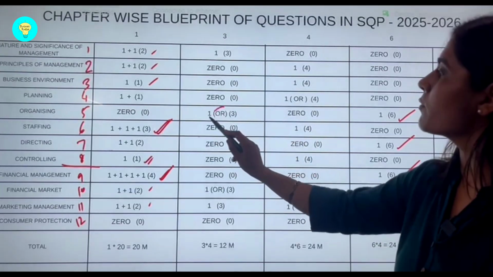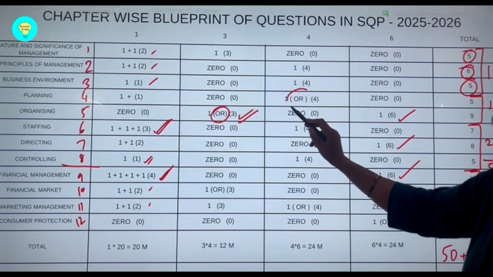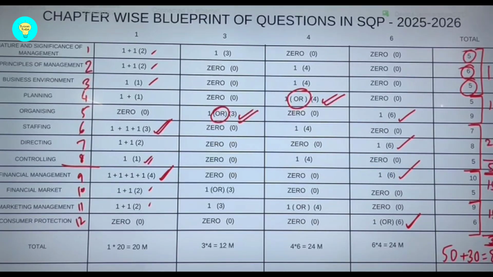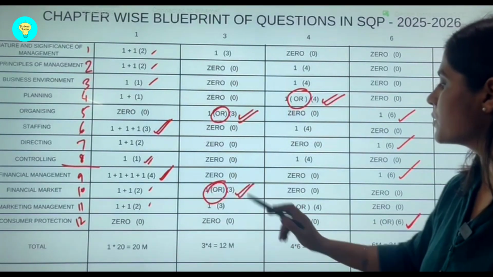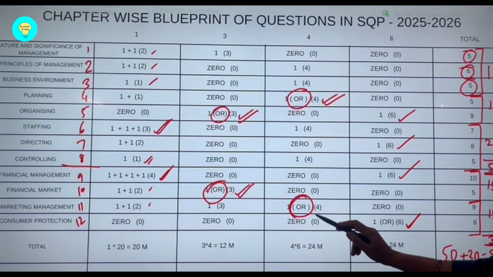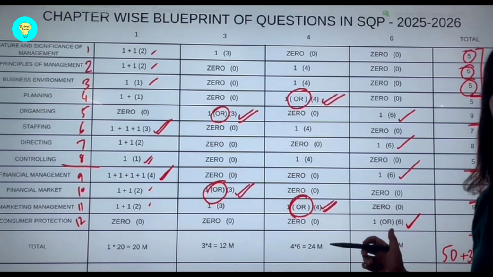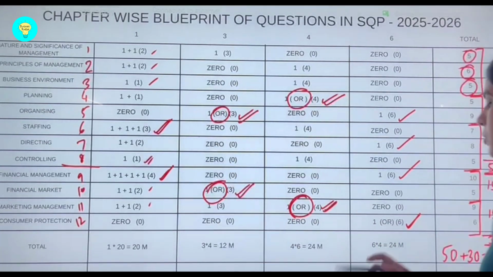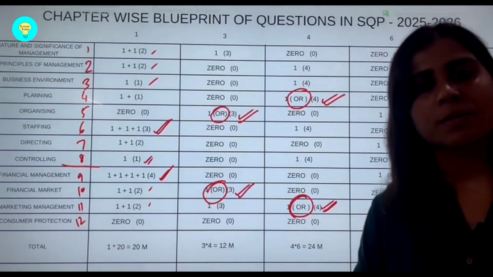So 1 choice you have got in the organizing chapter, students. Another choice is given in the planning chapter for a 4 marker. Then you have 1 internal choice in financial market for a 3 mark question. Another internal choice is in the marketing management chapter for a 4 marker, and for the 6 marker, again you have got 1 internal choice in the consumer protection chapter. So this is all regarding your internal choices, where there are 5 questions in totality.